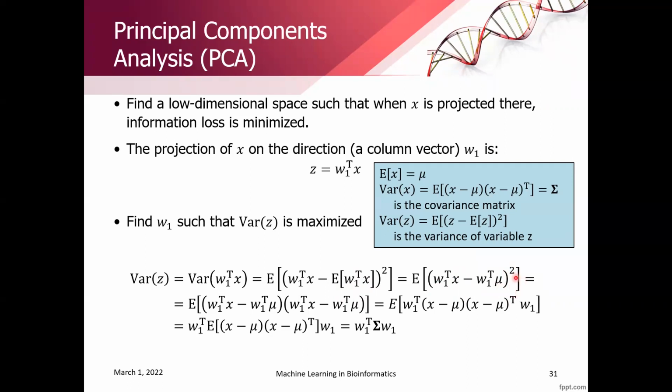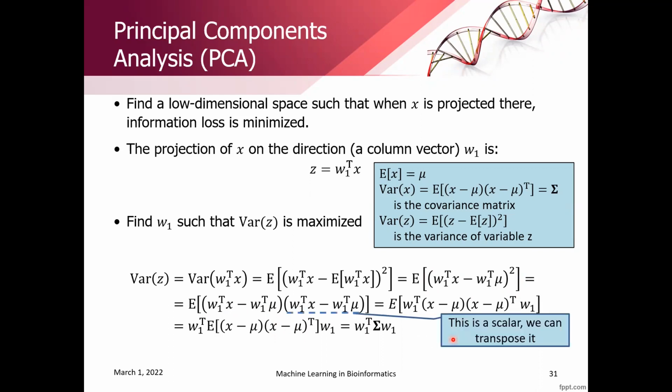Okay, in order to obtain this square, we can just multiply w1 transposed times x minus w1 transposed times mu, times the same. And now the trick is, if we have a scalar value, one number, we can transpose it.